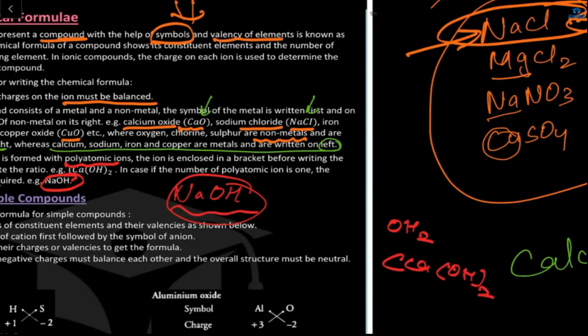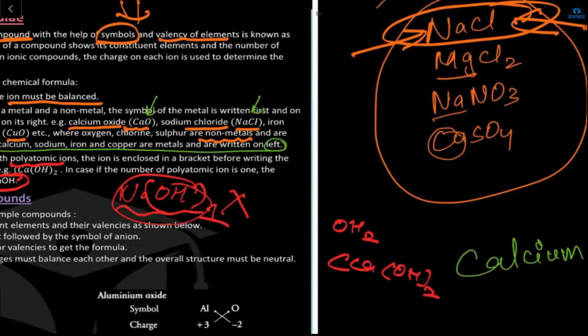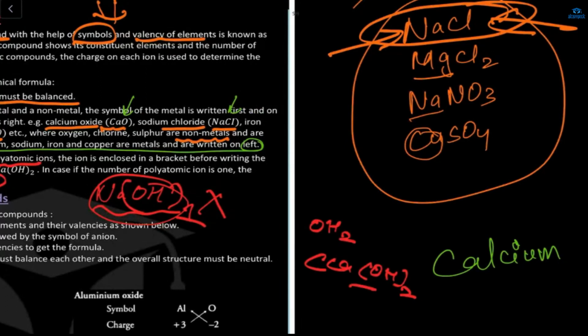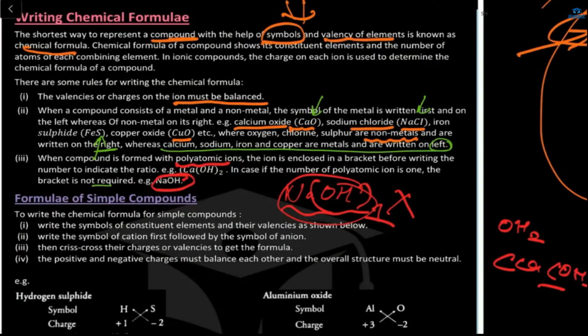If the polyatomic ion is 1, then there is no need for a bracket. We will not write brackets, only NaOH simply. But if it's 2, then we have to put a bracket and write 2. So the first rule was that the valencies should be balanced. The second was that the non-metal will be on the right side and the metal on the left side. The third is that if the number of polyatomic ions is 1, there is no need for a bracket, and if it's 2, 3, 5, 10, then we will put a bracket.